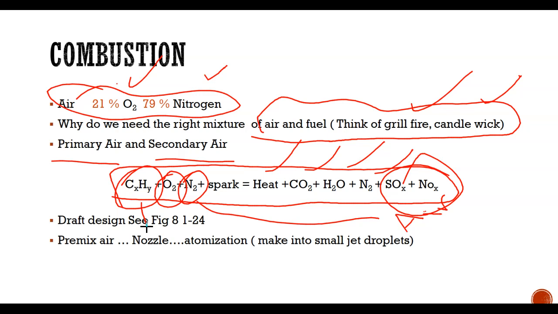So when you have the right fuel to air ratio, you'll burn the fuel completely, and you do not end up with any fuel in here. If you have any fuel, that means you have smoke, and that means you have incomplete combustion.